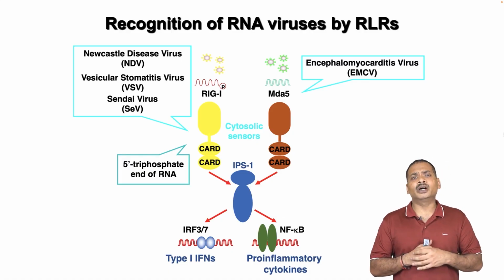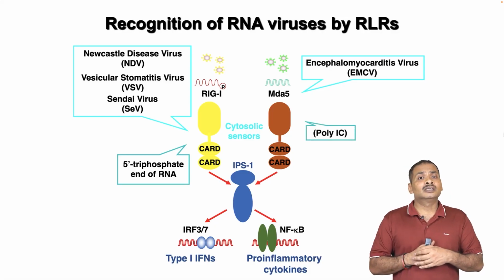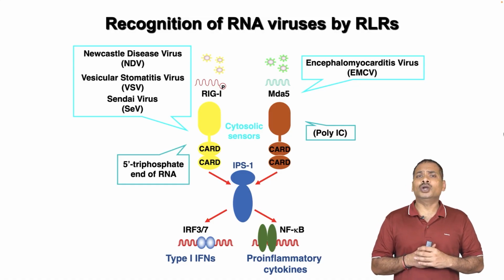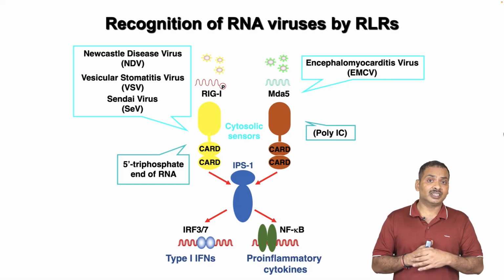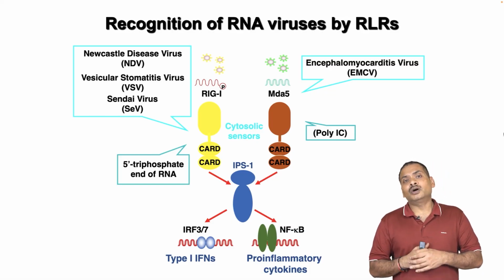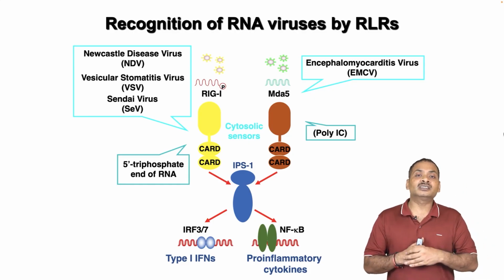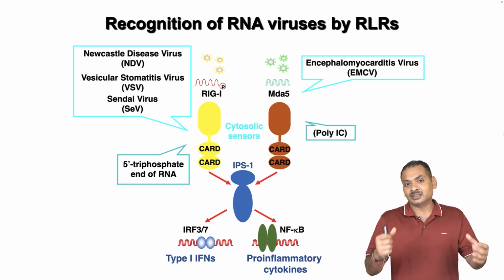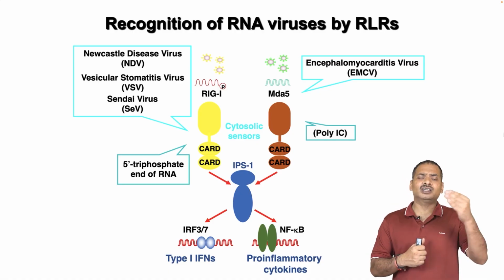And for MDA5, people used the EMCV virus, encephalomyocarditis virus. In addition to EMCV, this also recognizes a chemically synthesized molecule which we call poly-IC. Poly-IC is a polymer of inosine and cytidine. And when this polymer is introduced inside the cell, it mimics a virus infection. So, this poly-IC is extensively used in this field, in the investigation of the RLR signaling pathway.